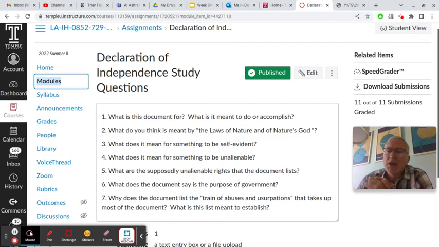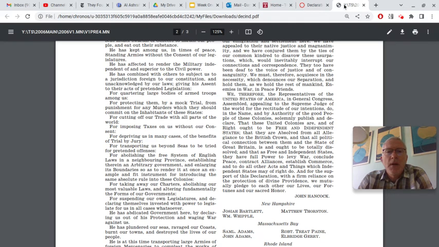Number one, what is this document for? What is it meant to do or accomplish? That is a question that we should ask ourselves whenever we read anything. What is this? What is this for? Why does this exist? And I think that with this document, there's a pretty specific goal or purpose, the idea of what it's meant to do or accomplish.